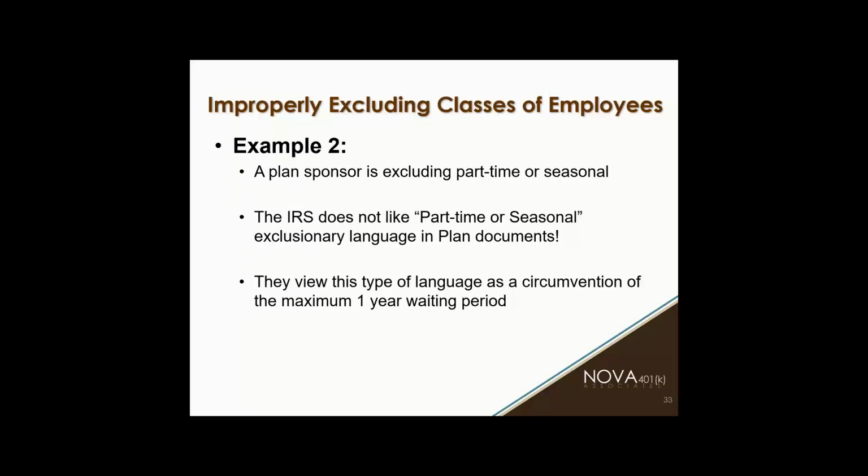Another popular exclusion that we see, part-time, seasonal. The IRS does not like these terms at all, what we call service-based exclusion language. So I'm excluding a group of people and it's based on their service. They're part-time, they're seasonal. The IRS views this as a circumvention of the maximum 1 year waiting period. Because you can have a part-timer that meets the 1,000-hour requirement, and because you have this little exclusion language in your document, you're not covering them or offering them the plan, and the IRS has a big problem with that.